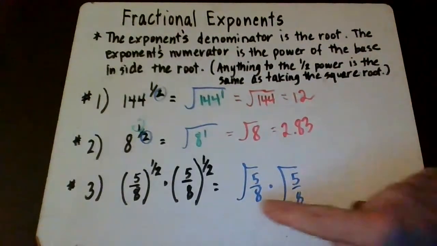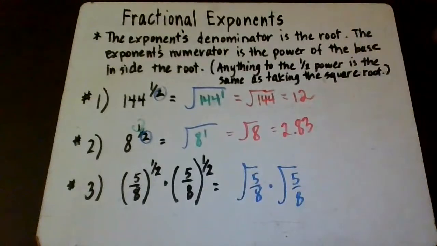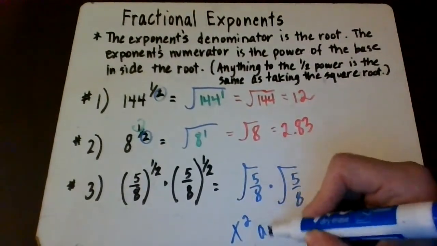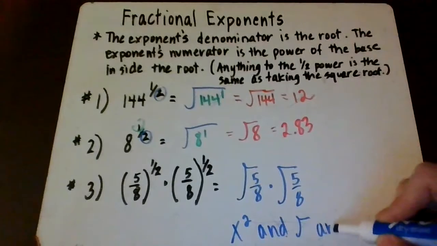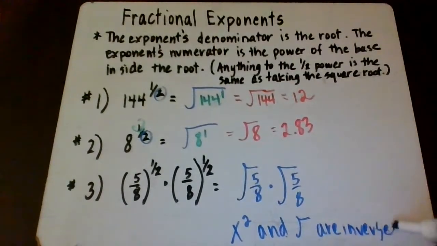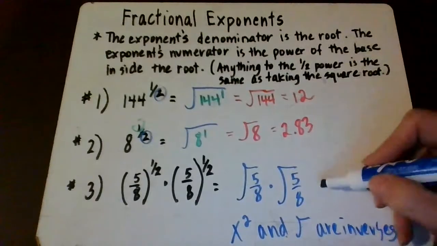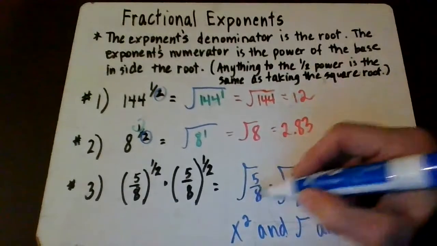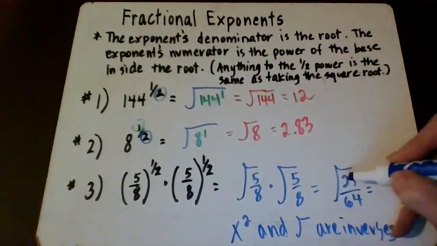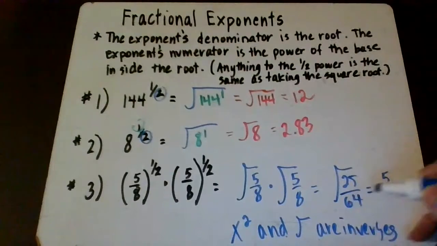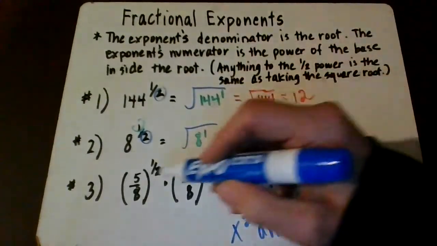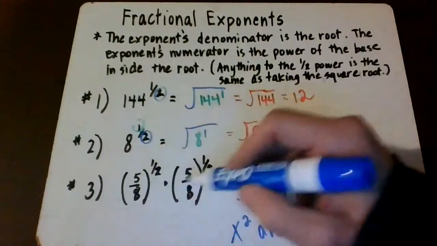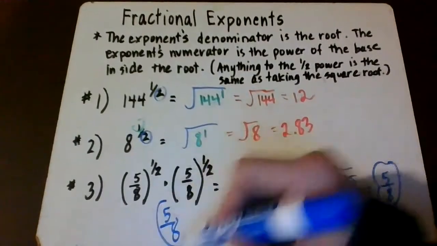Now, if you remember, if we have the same base and we're squaring it, and then we take the square root, it just ends up being that number, because squaring and square root are inverses, meaning they're opposite of one another. Now, if I actually calculated this, of course, 5 times 5 is 25. 8 times 8 is 64. Square root of 25 is 5. Square root of 64 is 8. And so we're talking 5/8. So if you have anything to the half power, it's just going to be that number itself.